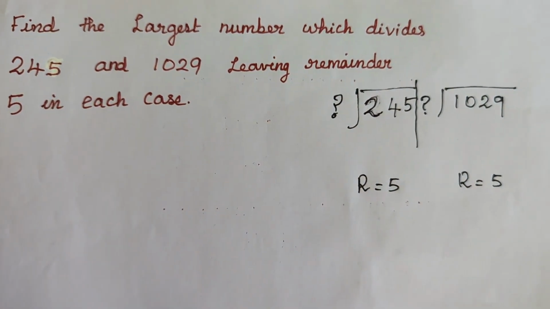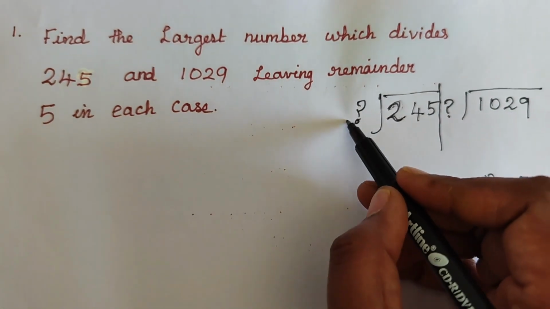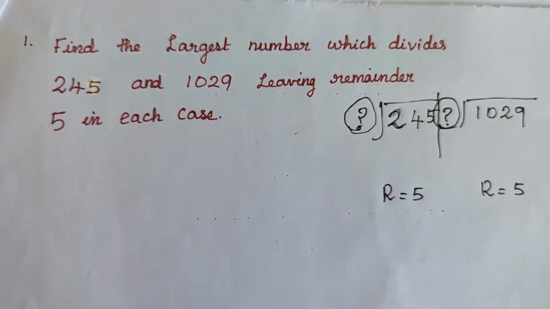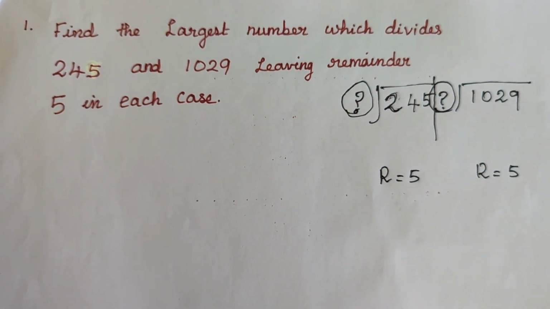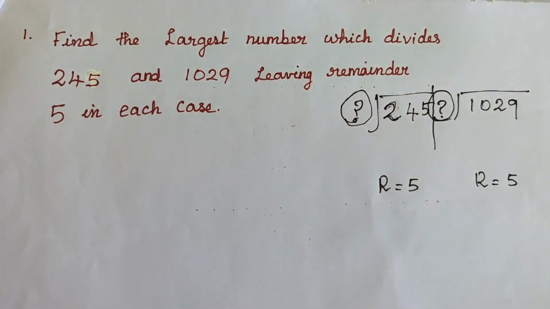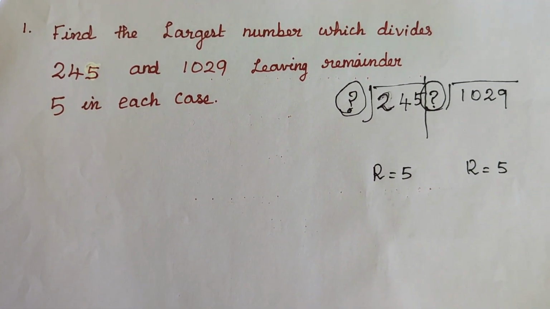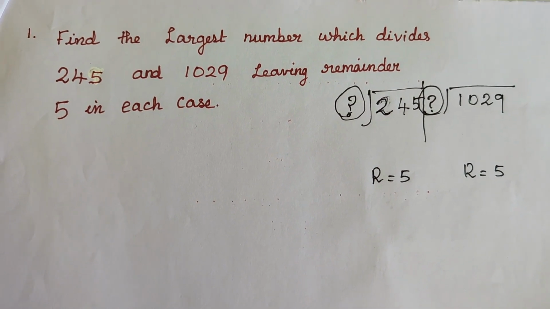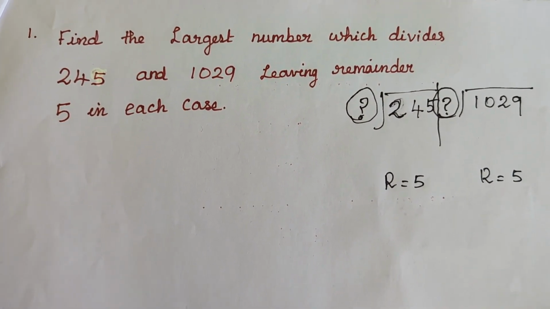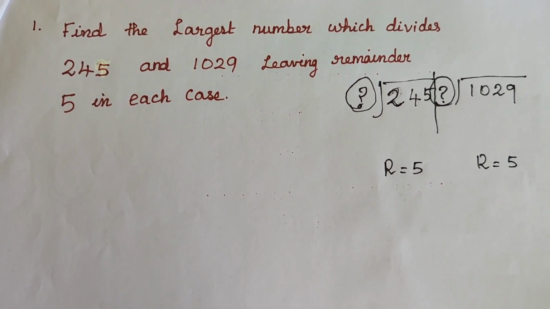So this is the condition. We want to find the number which divides them. So we are actually finding the divisor. We are finding the common divisor. Common divisor is otherwise called a common factor, and in situations where we find a common factor, we must find HCF, highest common factor. So how do we find that highest common factor?